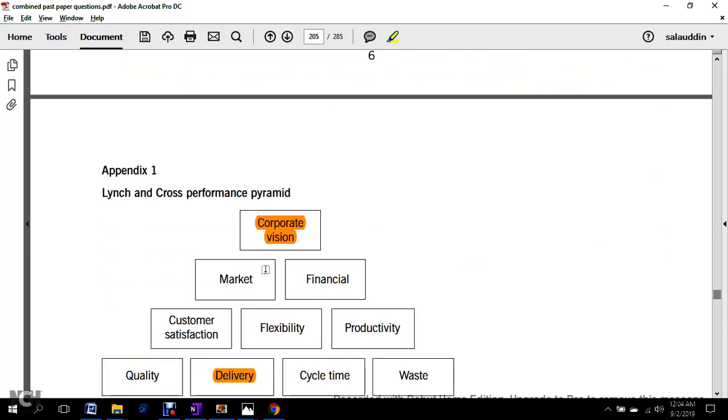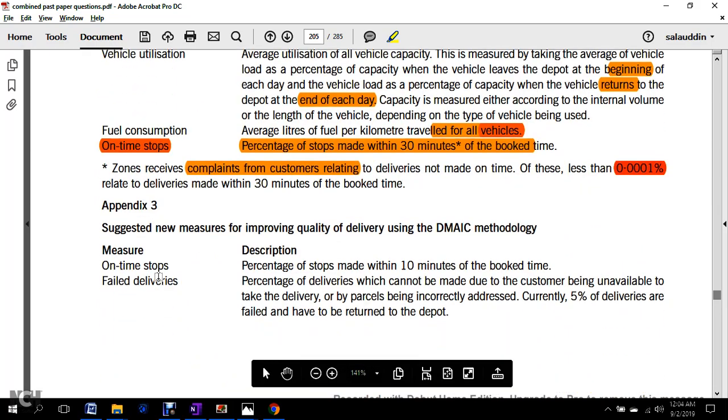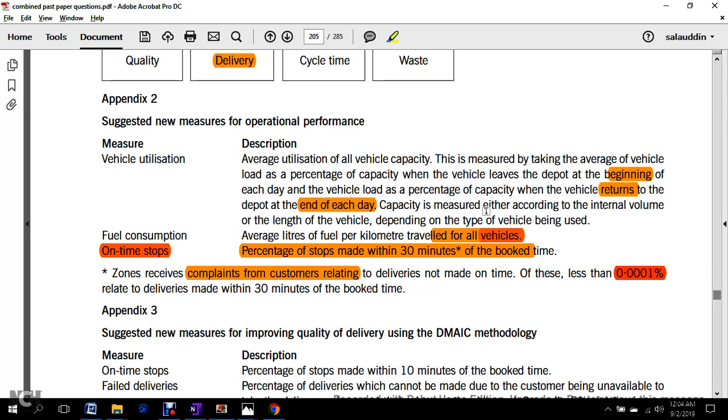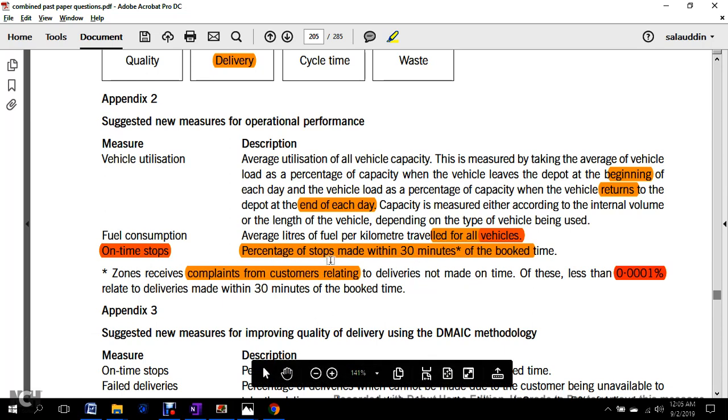I discussed what needed to be discussed, right? Vehicle utilization, I said that this is good for waste, but the way they are doing it cannot be the right way. Then fuel consumption, it's good, but they are doing it equally for all vehicles. This should be criticized. On-time stops, really good. Percentage of stops made within 30 minutes. 30 minutes is the target for the business, fine. So let's see what the suggested answer is.